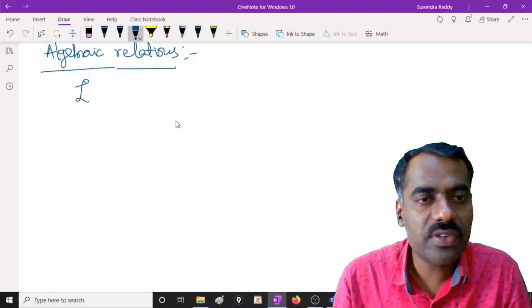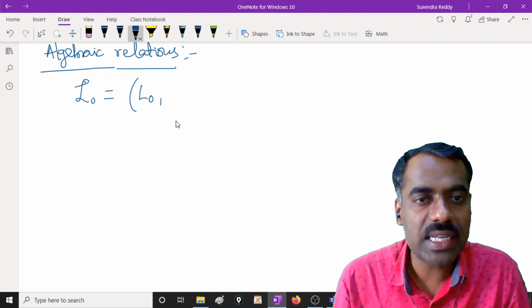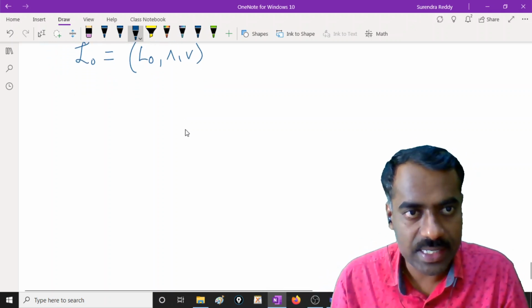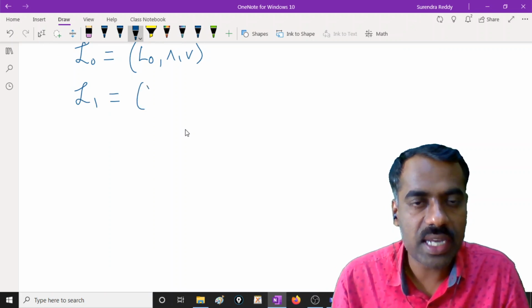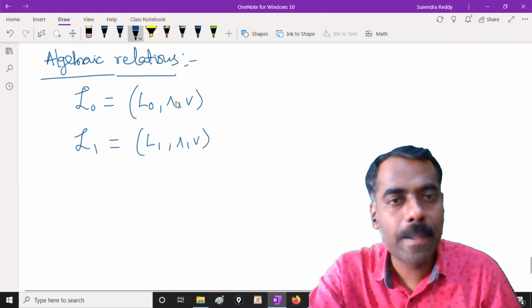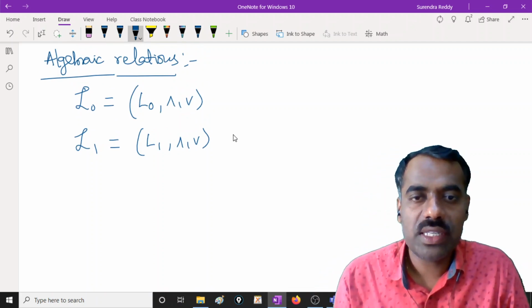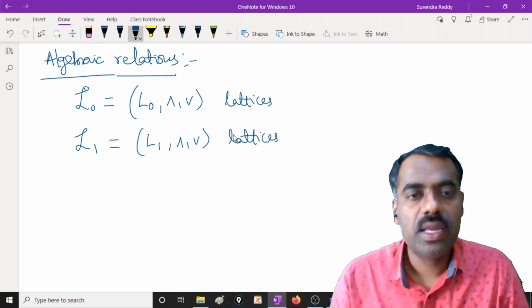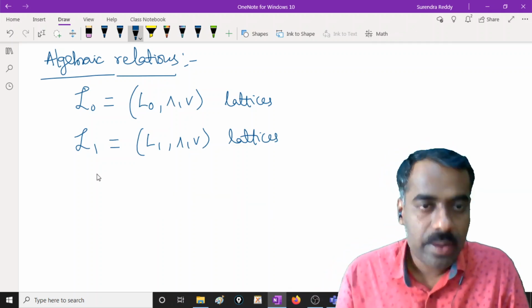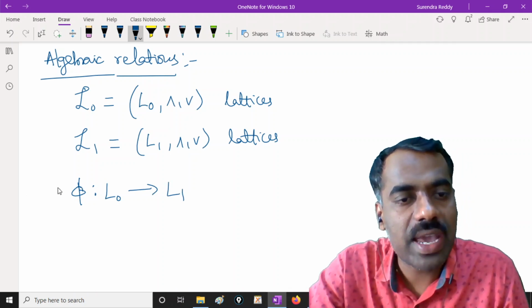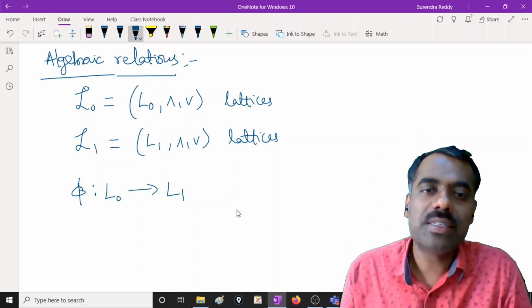You start with, we will denote these with script letters, L0, a poset or lattice, and L1, and two relations. These two relations may be different. You should understand that. Then suppose these two are lattices. Then we can define a map phi from L0 into L1.